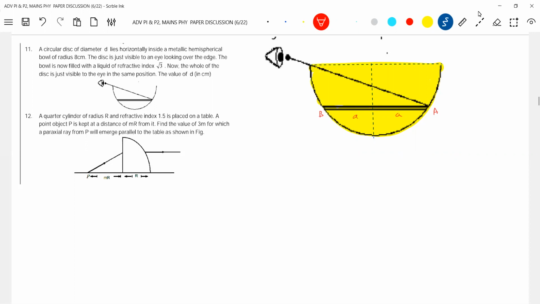So the rays emitted by B also, anyway, A is already visible. After filling up the liquid, even B should also be visible. So the emitted ray, the ray... I'll draw one straight line, then we'll take, yeah.